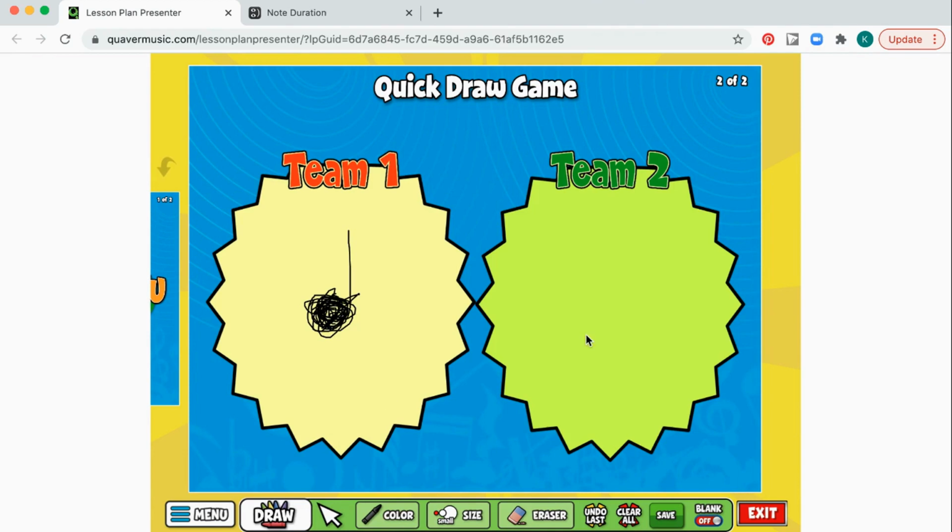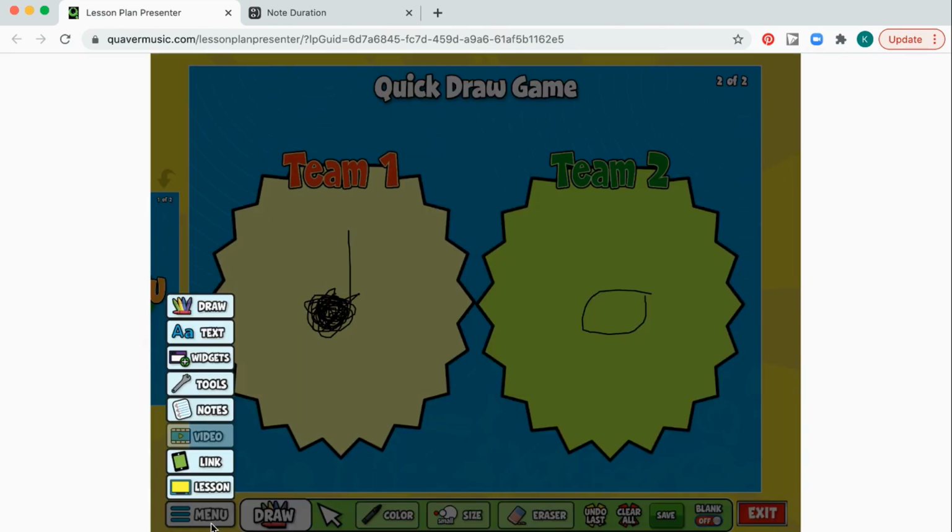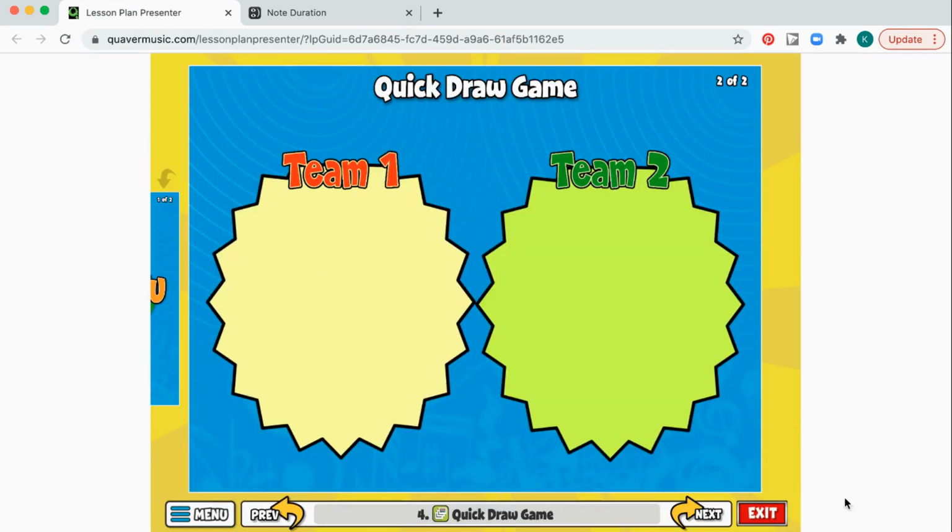Say I said it's time to draw a whole note. The whole note is a circle with a clear space in the middle. The first person to draw the circle correctly would win. So now it is time for you to play. Let's clear the drawings, and it's time to play.